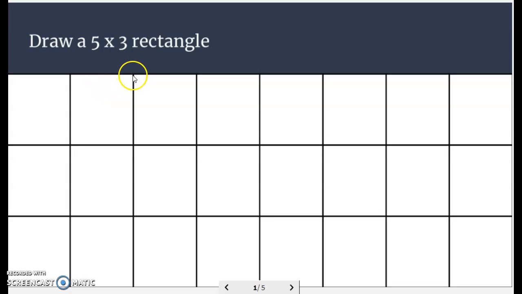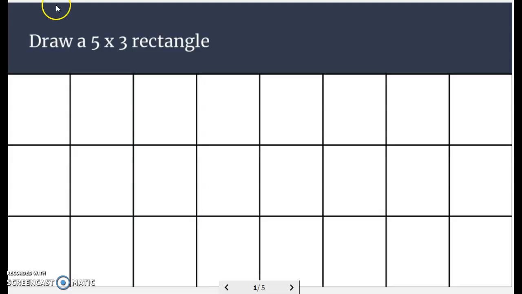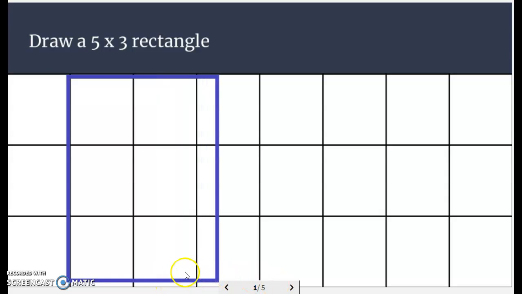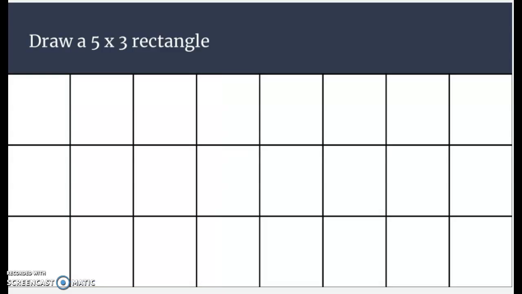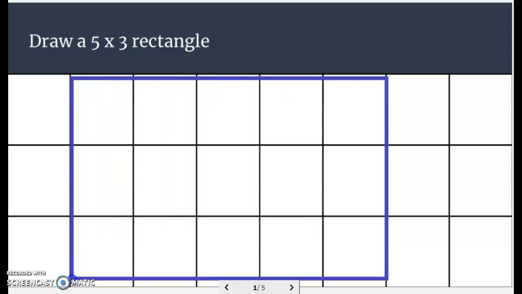So I need to make a rectangle that is 3 units deep and then 5 units long. Start over here. 3 and then 1, 2, 3, 4, 5. Let's try one more here. 1, 2, 3, 1, 2, 3, 4, 5, and then we go 3 deep. So there's an example of a 3x5 rectangle. Total area of this would be 15 units, 3 times 5.